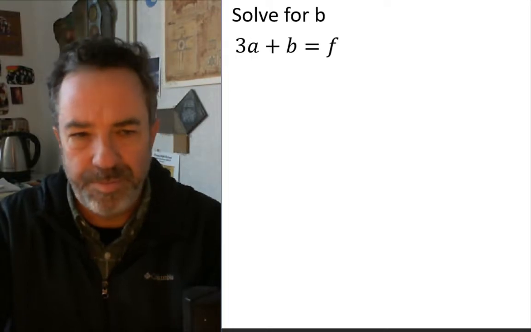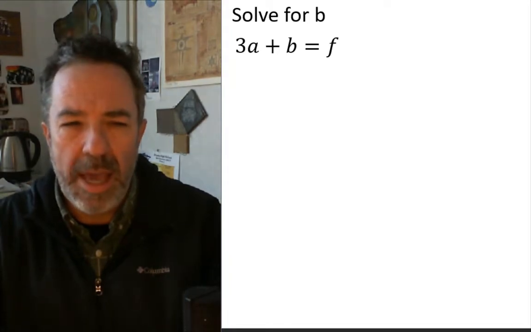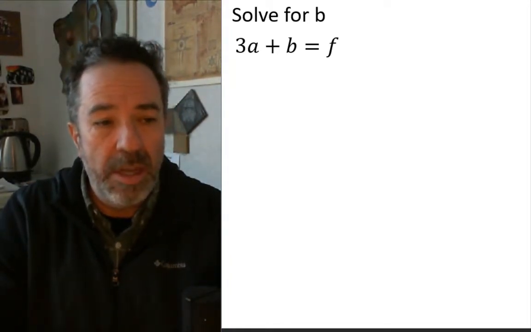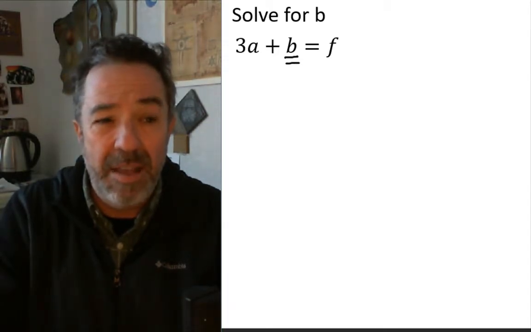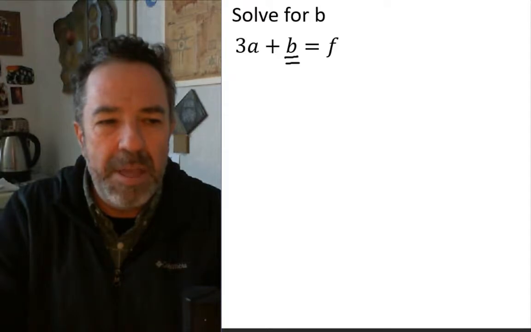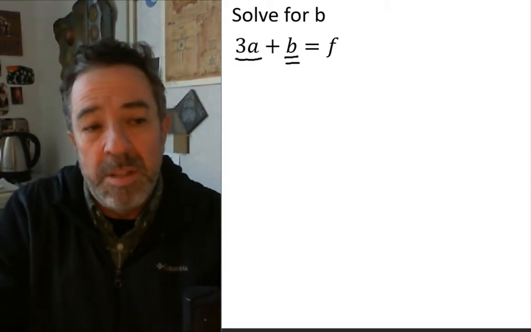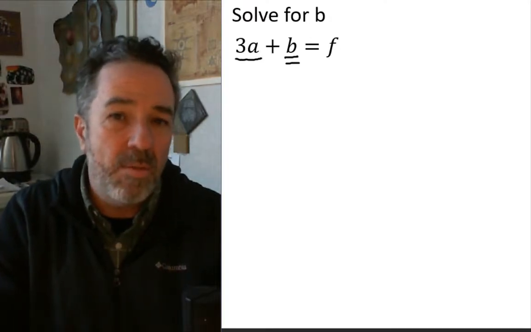Here's another one. I'd like you to solve this one for b. Okay, so when I look at it, I can see that there's again two sides of the equation, and I want to get b alone. I want this by itself. Well, I can see that b is being increased by this 3a, right? And it's a positive 3a. So what I can do is I can take away 3a from both sides.